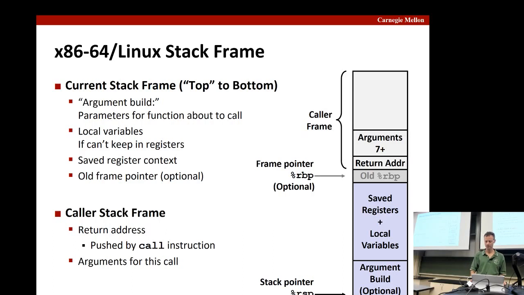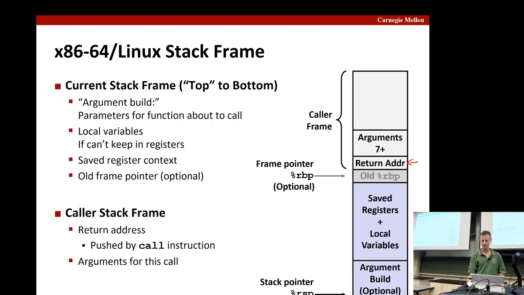Okay, so let's look at a little bit more detail what's inside a frame. Again, in very simple cases, there's almost nothing. Like the example at the beginning of the class, basically we had a return address, and that was pretty much it. There was no need for any of this other stuff because everything got passed in registers, so we were happy, and there were no local variables.